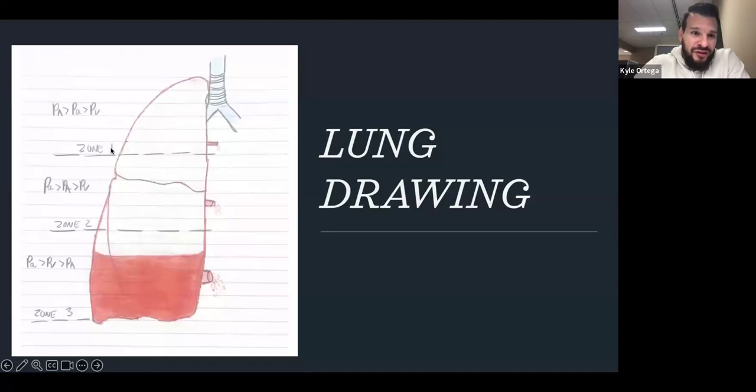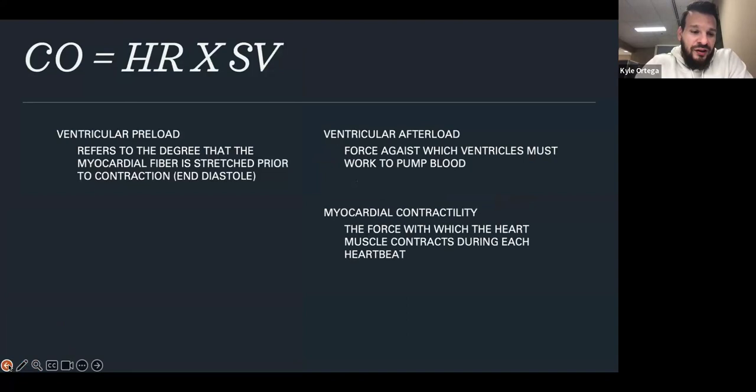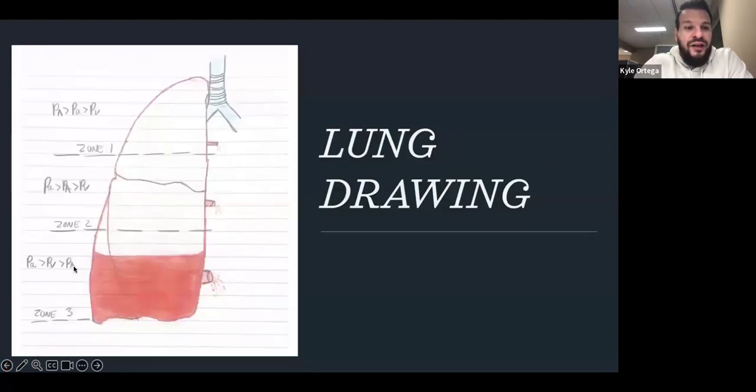Talking about the different pressures, in zone 1, the alveolar pressure is greatest, greater than the arterial, and then followed by the venous. Zone 2 is a little different. The arterial pressure is greater than the alveolar pressure and the venous pressure. And then in zone 3, the arterial pressure is greater than the venous pressure and the alveolar pressure. So it's a big difference from zone 1. Like I said, blood flow is increasing as you go down to more gravity dependent areas.